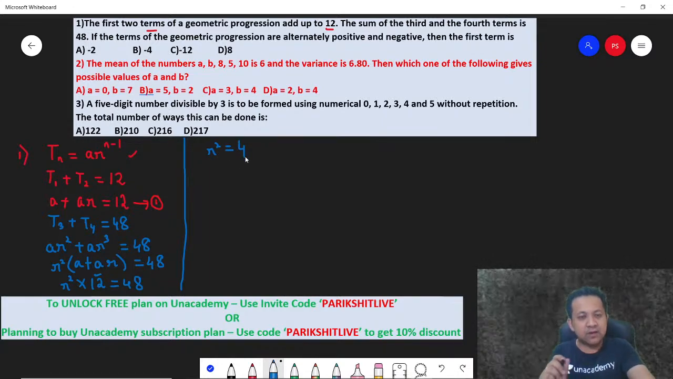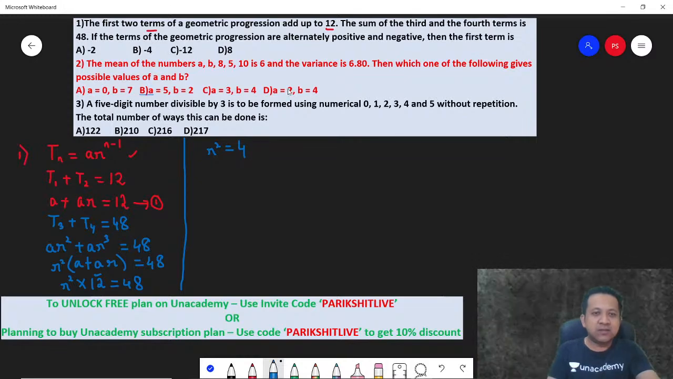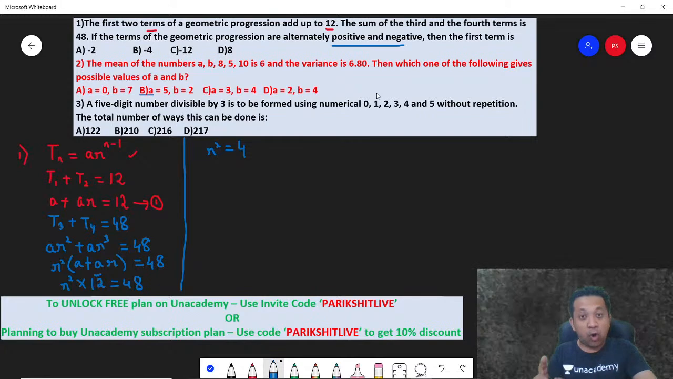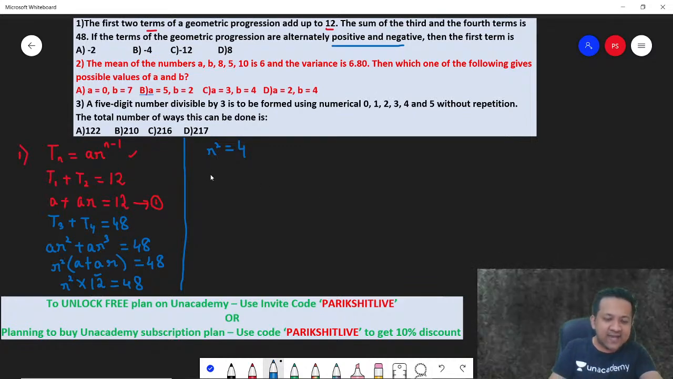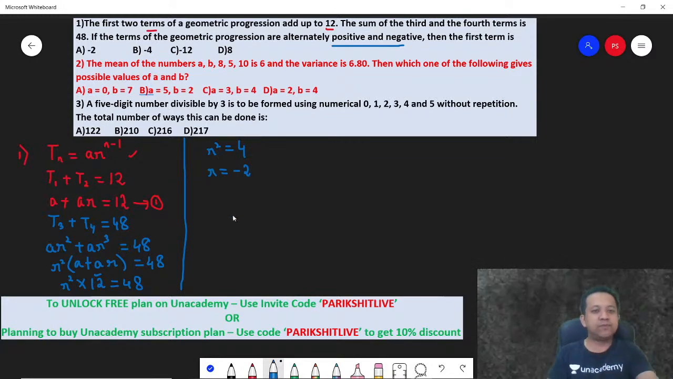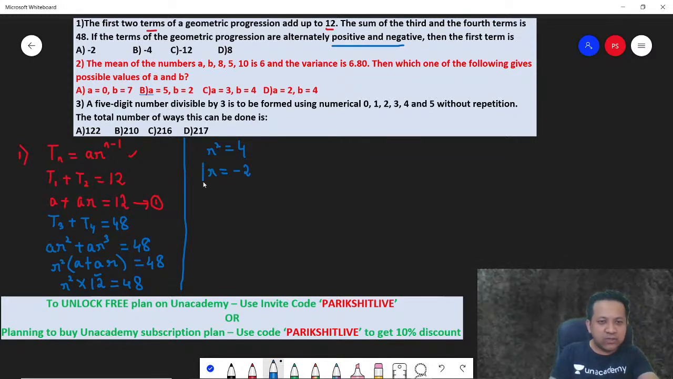Now be very careful here. If R square is 4, R can be plus 2 or minus 2. But the question clearly tells you that the terms of the GP are alternately positive and negative. If it is alternately positive and negative, it would mean the common ratio has to be negative. Will you agree? Otherwise, you can never have negative terms. So can I say R should be equal to minus 2? Got it? So you got the value R is equal to minus 2.